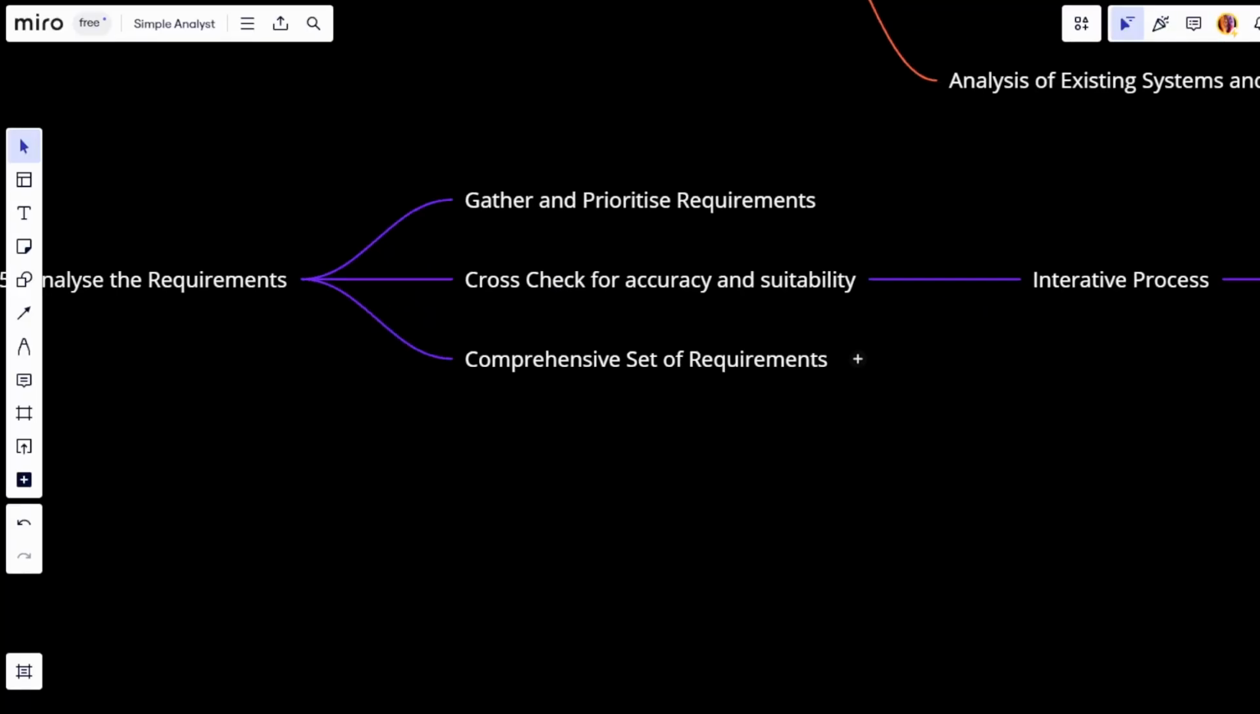During this process, we might come across some questions and issues that we need to dig deeper into and ensure that everything is covered. And at the end of this stage, we have a comprehensive and robust set of requirements.